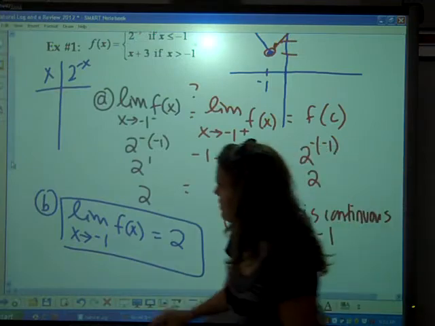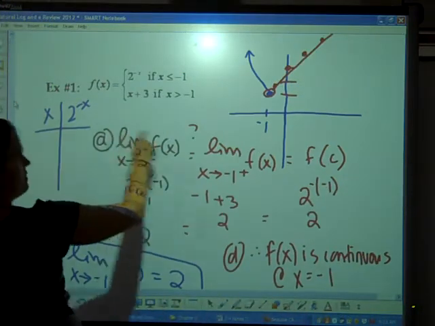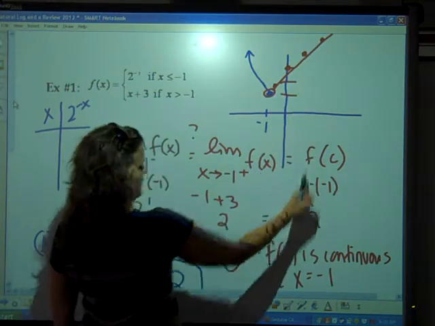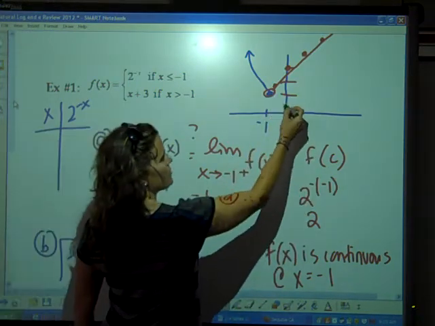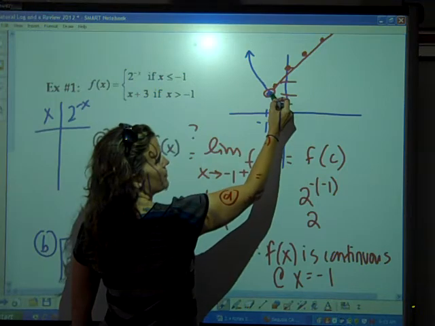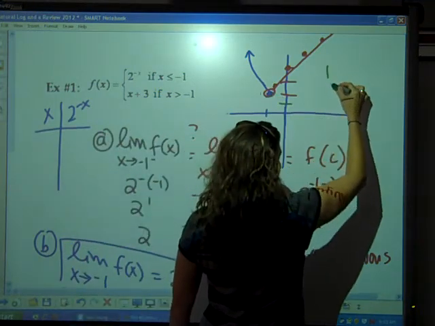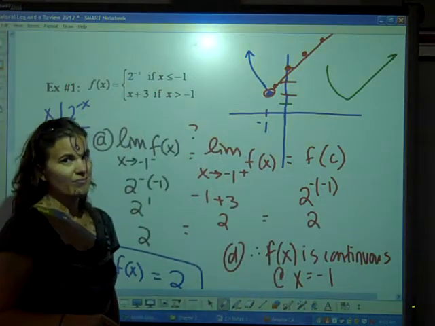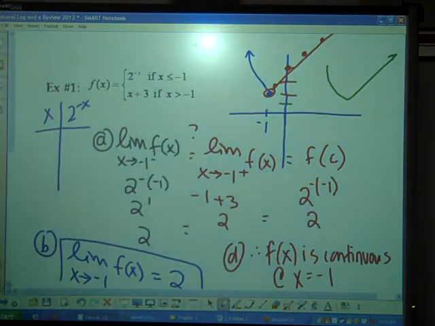And our sketch, if we had done that accurately, here at -1, that hole and that dot should have been occurring at -1, 2. So if that was completely accurate, my sketch would look something along those lines, if I had drawn it perfectly. Hope that's making sense. Let's try example number 2.